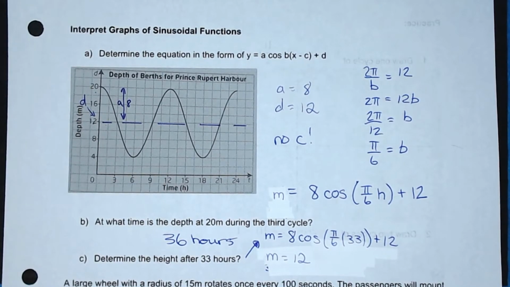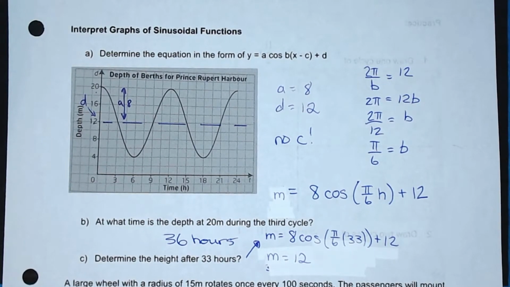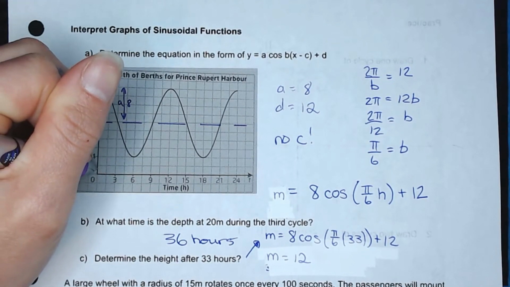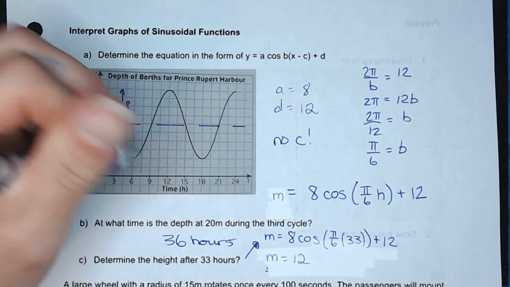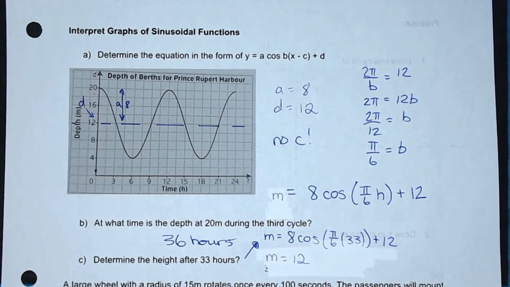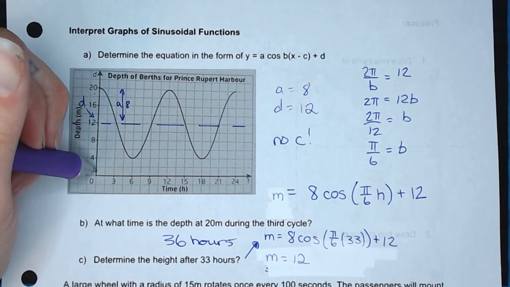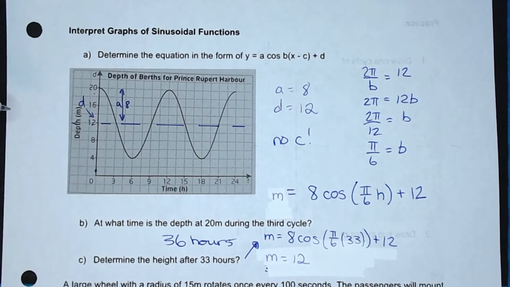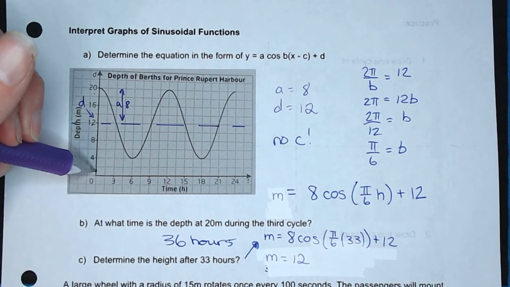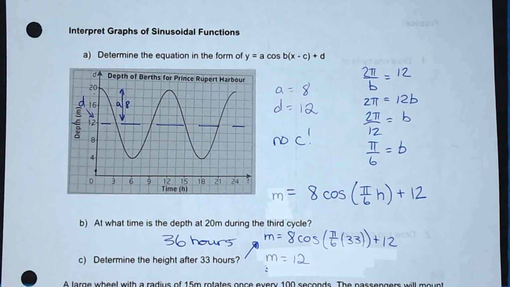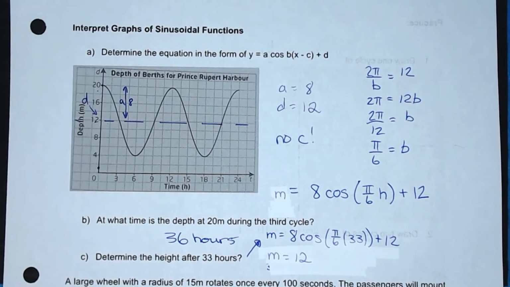You need to understand and remember the shape of the cosine graph. Remember, it starts like this. Of course, this is a depth versus time graph, so there's not going to be any negative y values. But if we had the original y equals cos of x function, you would have a point here, (0, 1). And then it would oscillate back and forth across this x-axis. So you want to look at, does the graph start on the y-axis and is it at a peak? If it is, that tells you that there's no c.